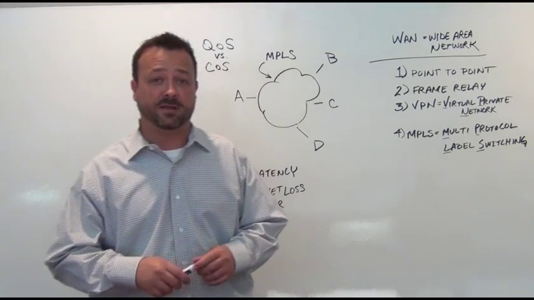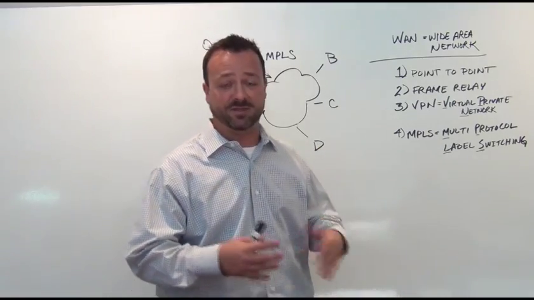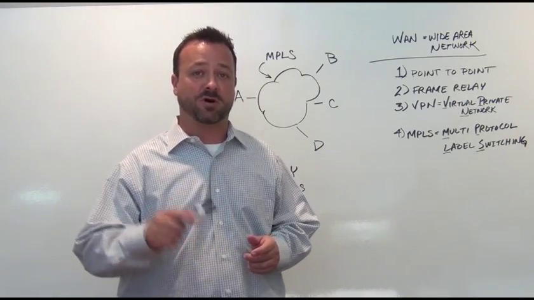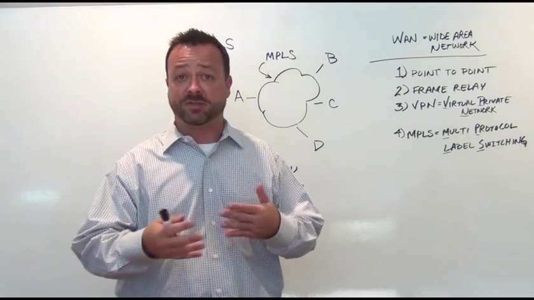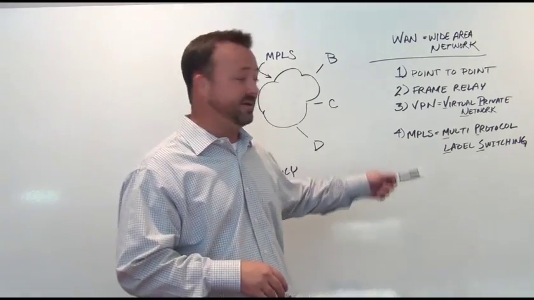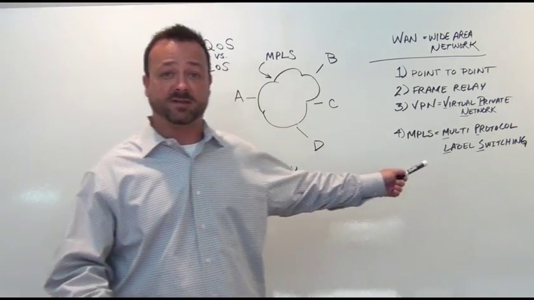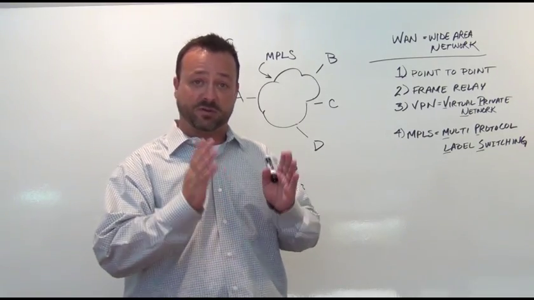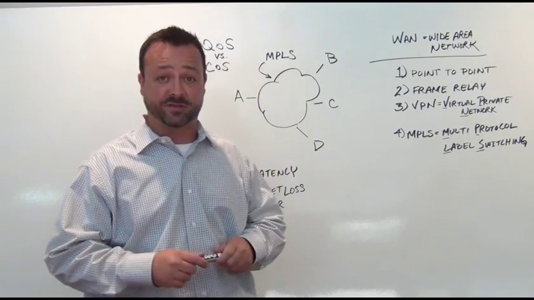Okay, moving on from the VPN, or virtual private network, we move into MPLS. MPLS stands for multi-protocol label switching. Remember when we talked about VPN's inability to prioritize traffic or prioritize applications? MPLS actually fixes that because it labels those packets and identifies them, so that when they're going through the network, they can be identified through what we call class of service allocations.